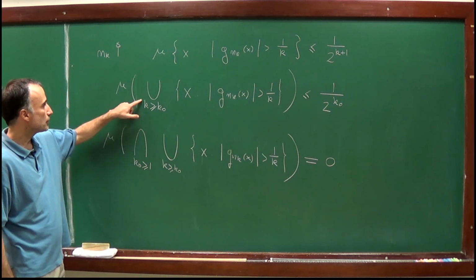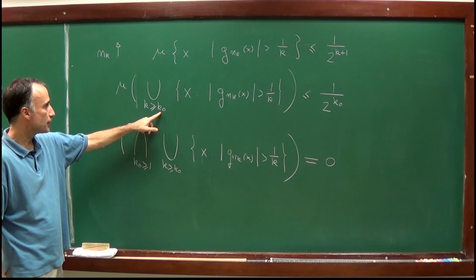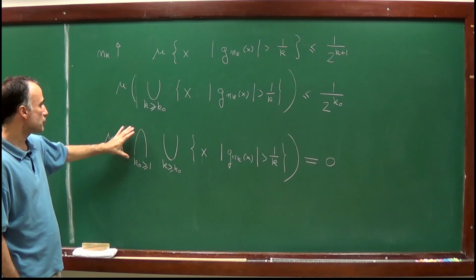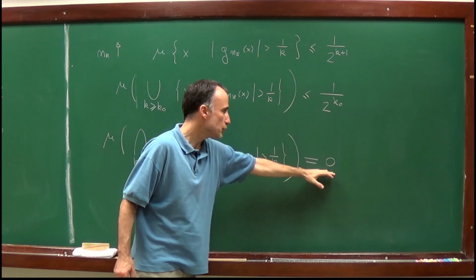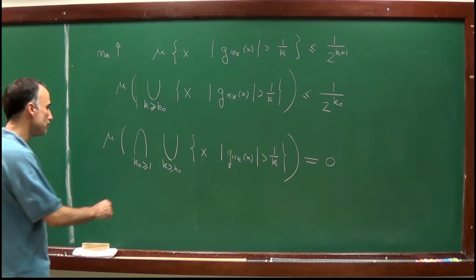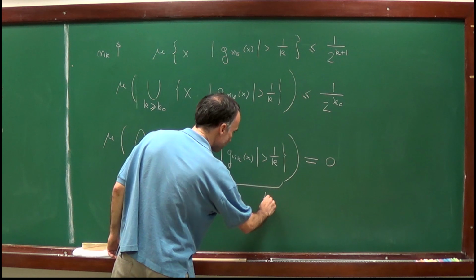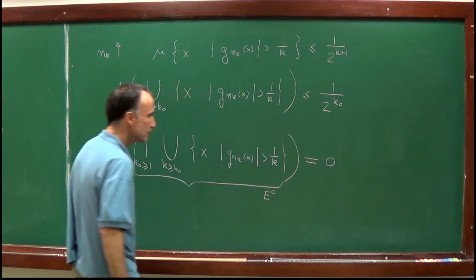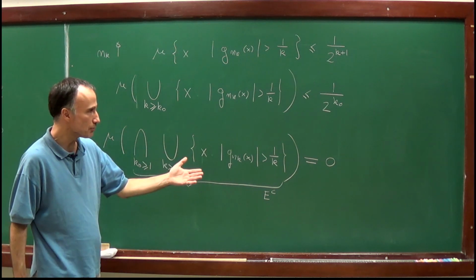This set is contained in that one for all k0, which means that the measure of this set is smaller than this value for all k0, which means that the measure of this set has to be equal to 0. So this is my set E complement. So the set E complement has measure 0.